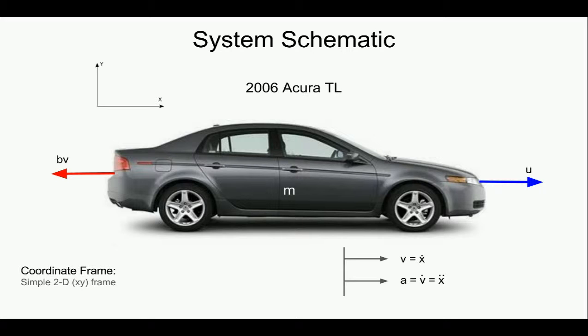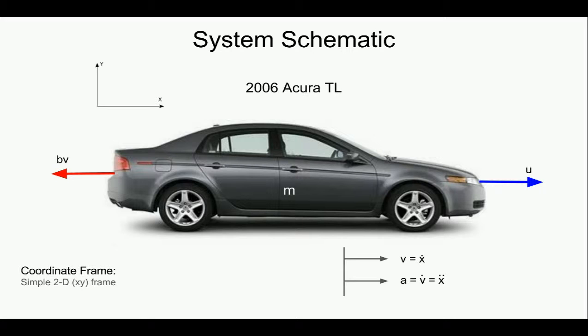The mass is acted upon by control force U, which represents the force generated at the road tire interface. In order to simplify our model, we will neglect the internal dynamics of the vehicle, such as the powertrain, tires, and other factors that go into generating the control force.